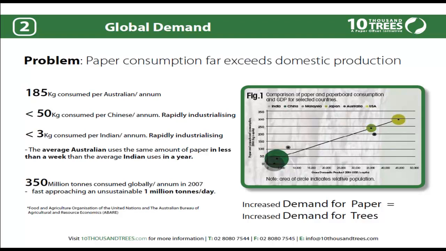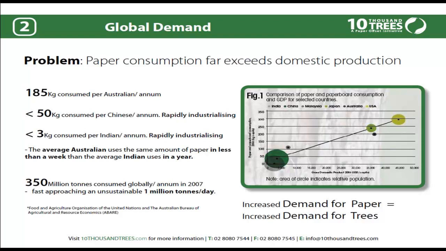What's worrying is that you find these countries have a population of 1.6 and 1.4 billion respectively, and that's growing. And they're also rapidly industrializing, especially China. I think in the next 10 years, they'll probably catch up to where a lot of industrialized countries are. So what you're going to find is the demand in terms of trees and in terms of paper products is going to go up. Globally, we're using something like 350 million tons of paper, and that's quite a sizable amount. It's reaching the unsustainable 1 million tons per day.